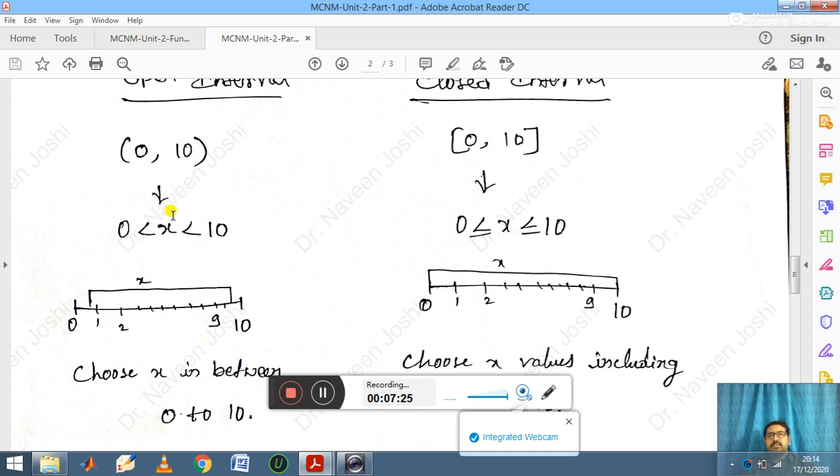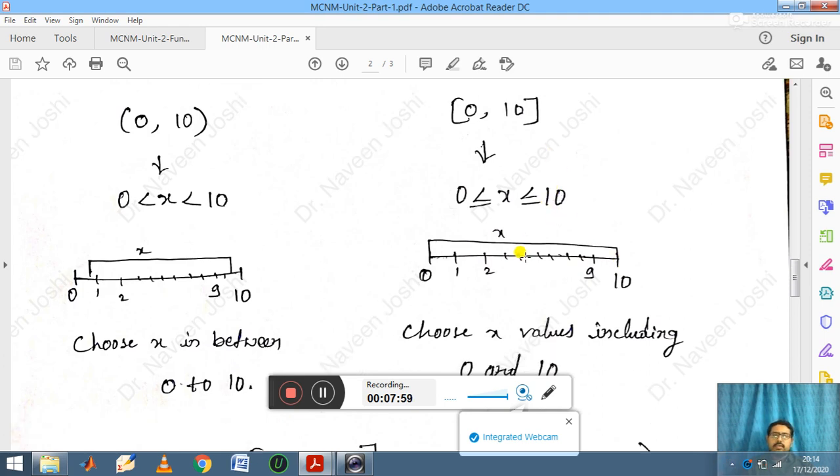The open interval means we are choosing the x value in between 0 and 10, not including 0 and 10. In between 0 and 10 you are choosing the x value, excluding 0 and 10, meaning you are leaving out the endpoints 0 and 10. In the case of a closed interval, you are including the endpoints. You can choose the x value as 0, 1, 2, 3, and so on up to 9. You can choose 10 also. This is the case of a closed interval.